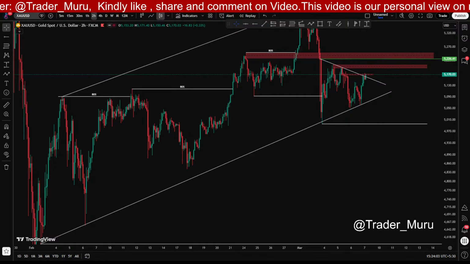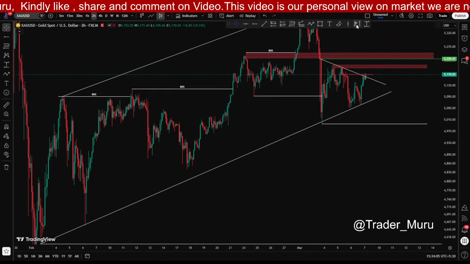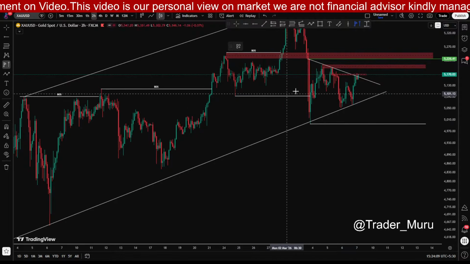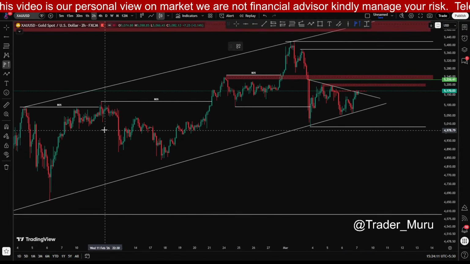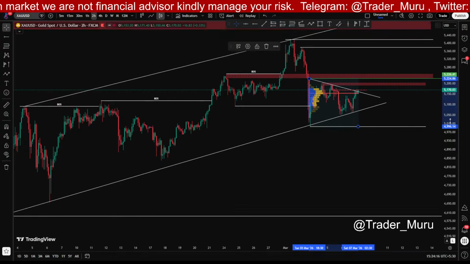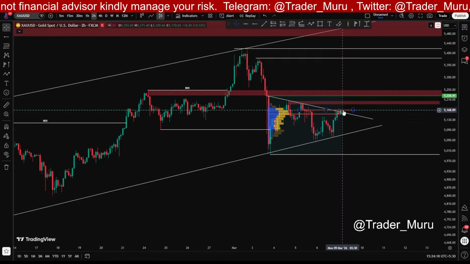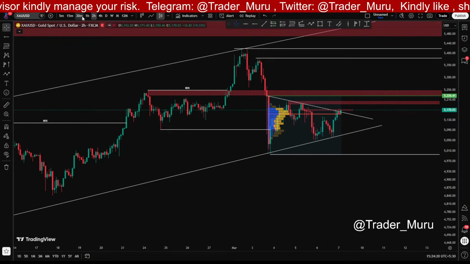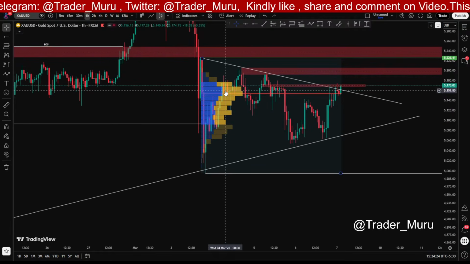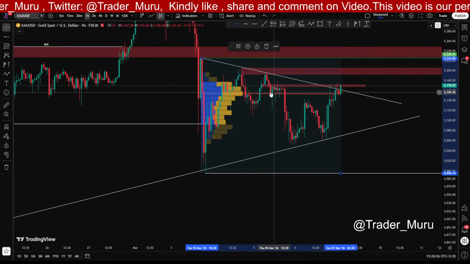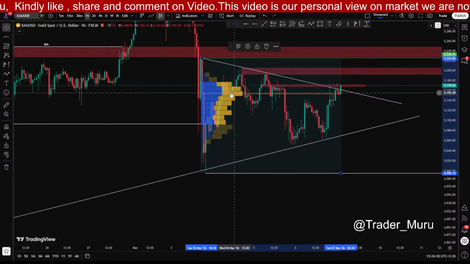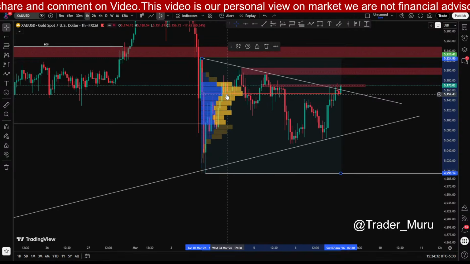How do you use the volume profile tool? Just grab that tool and put it over the range in which you want to see volume. This is your range, and this is your point of control, POC, where the most volume traded exists.